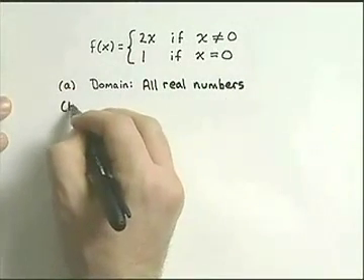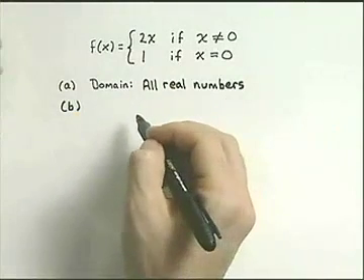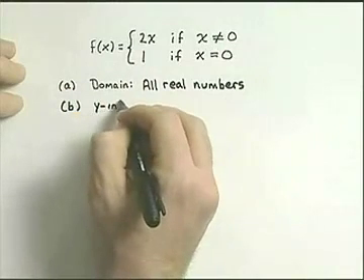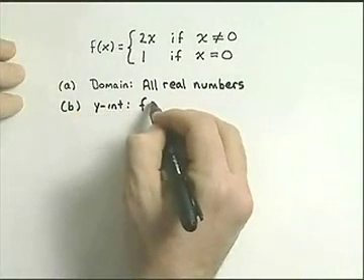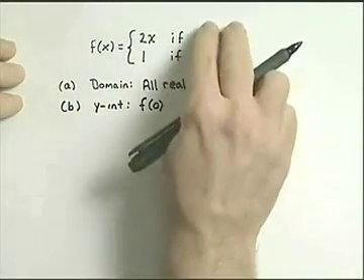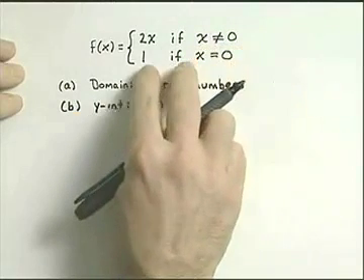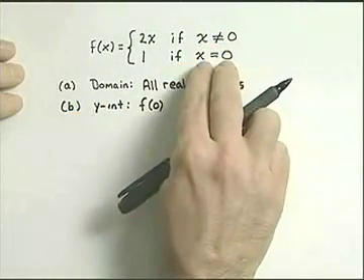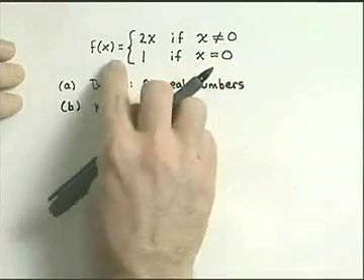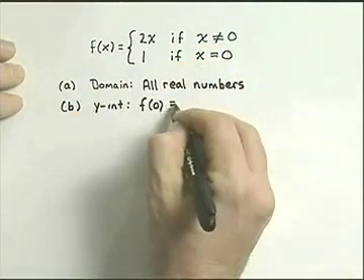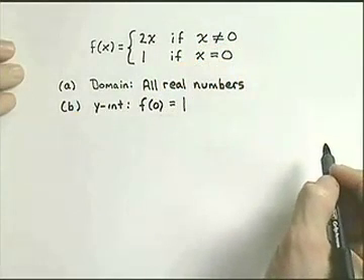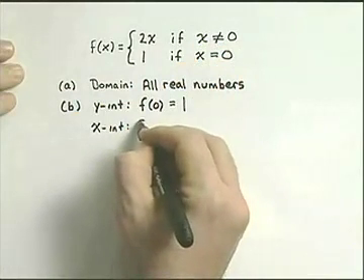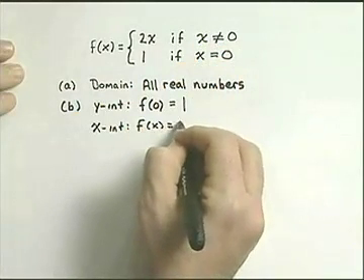In part B, what we're going to do is identify the intercepts. Well, if we want to know the y-intercept, what we're going to have to do is evaluate the function at 0. What we do is then look in the piecewise defined equations to find the rule for when x equals 0. We can see that if x equals 0, the value of the function is 1, so f of 0 equals 1.